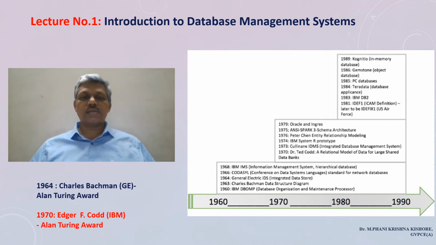After that, in 1966, Catalysis came up with another model, and in 1968, IBM again built another model, the Information Management System, which is based on the hierarchical model of database systems.